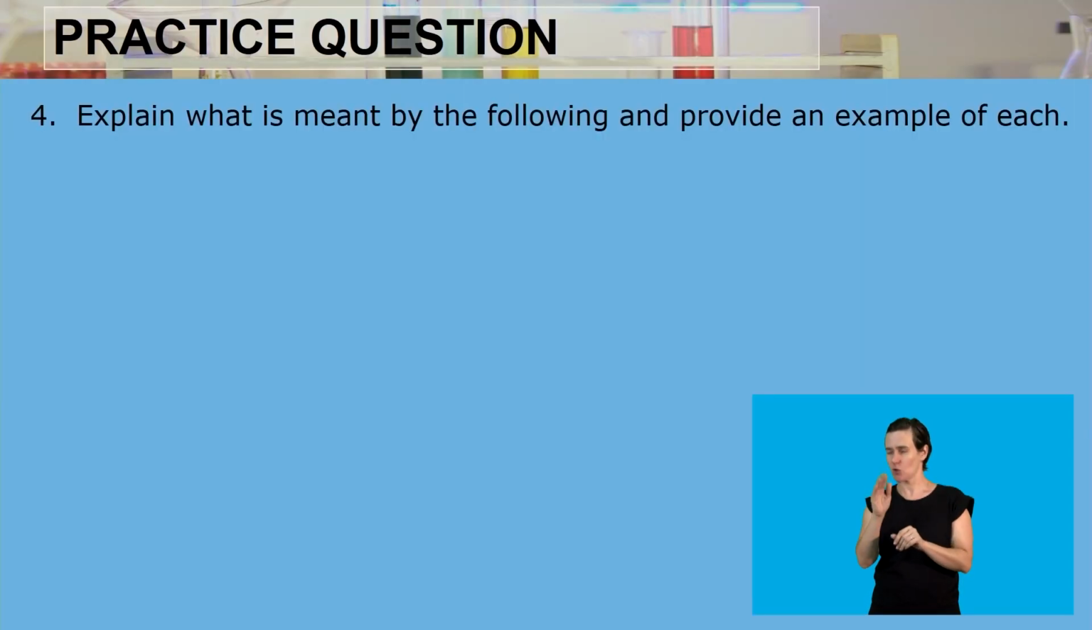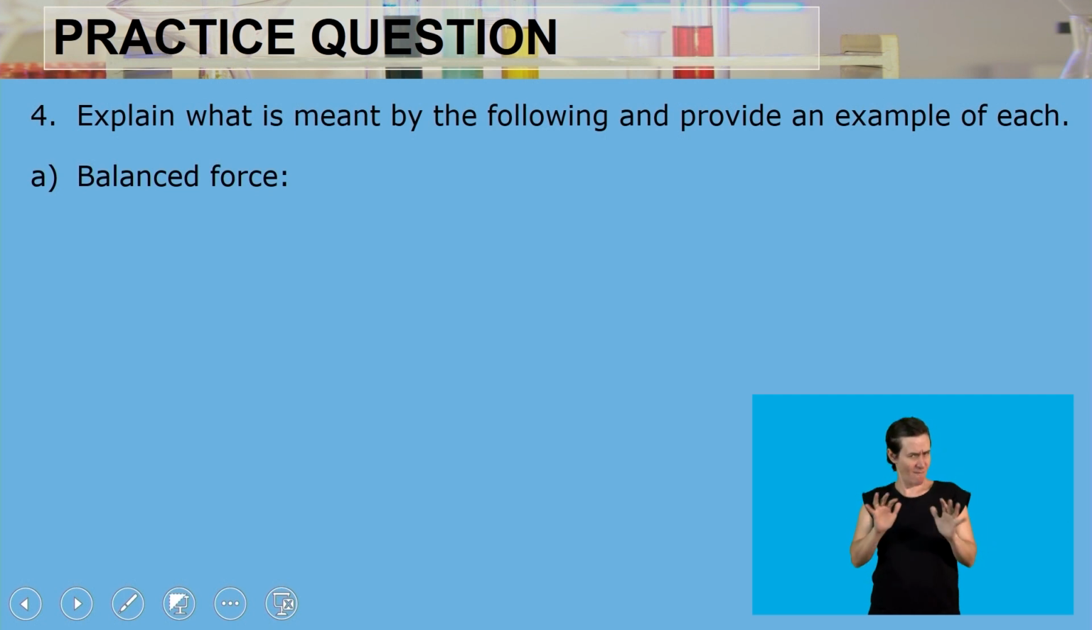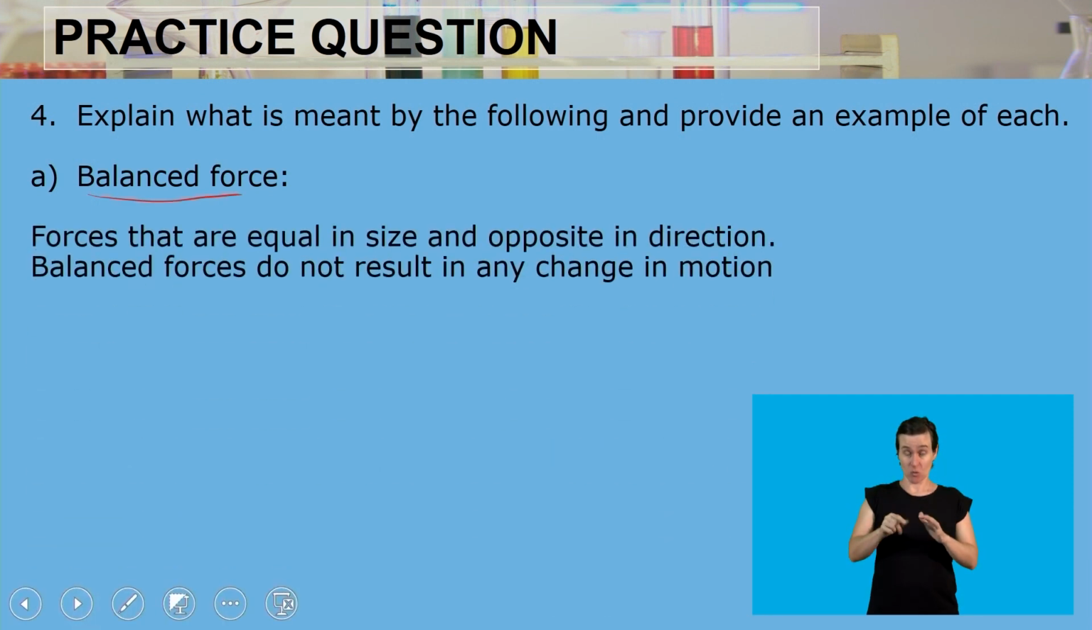Question 4. We now need to explain what is meant by the following and provide an example of each. A balanced force. So we need to be able to explain what is meant by a balanced force. So a balanced force, those are the forces that are equal in size and opposite in direction. So the two forces or two or more forces that are equal in size, and then they always need to be in opposite direction.